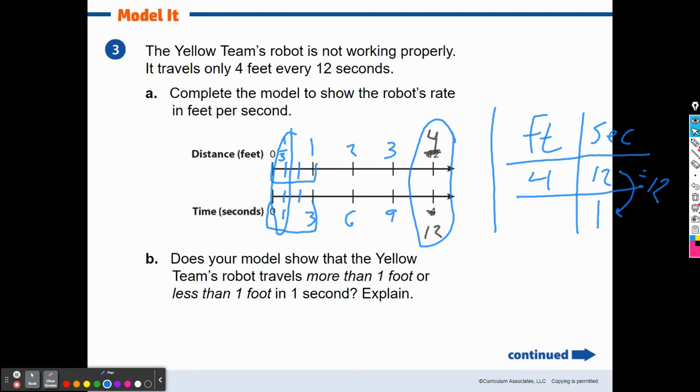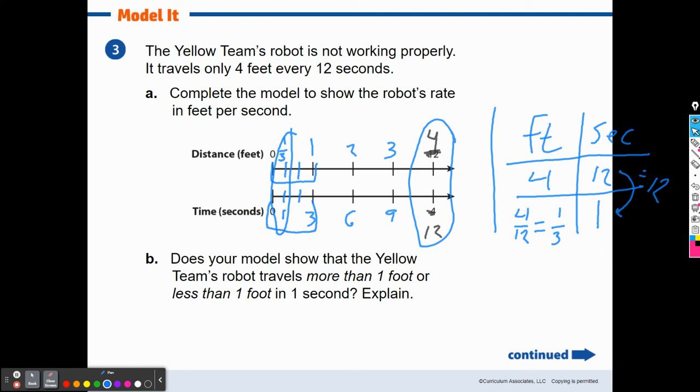4 divided by 12. Well, 4 divided by 12 is going to be a decimal number. I want to leave it as a fraction. Fractions are division. If I'm writing 4 divided by 12 as a fraction, I would write it as 4 over 12. Now that can be simplified, right? To 1/3. So 1/3 of a foot per second.